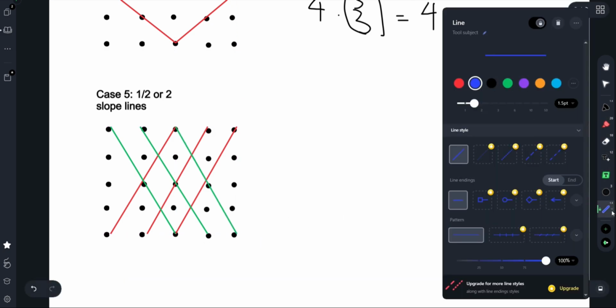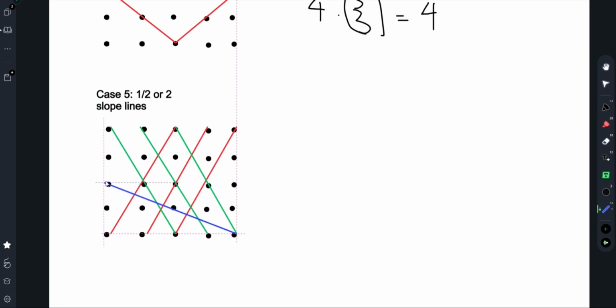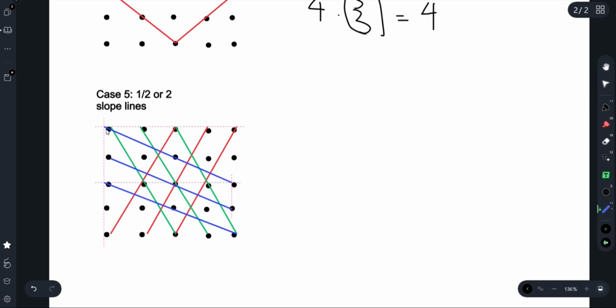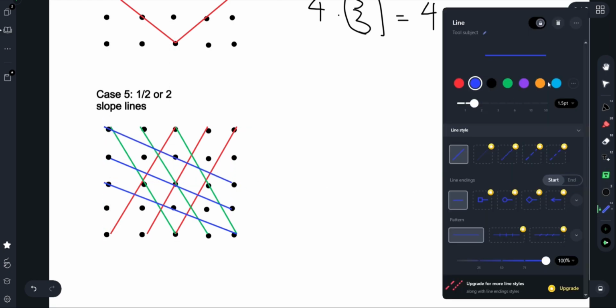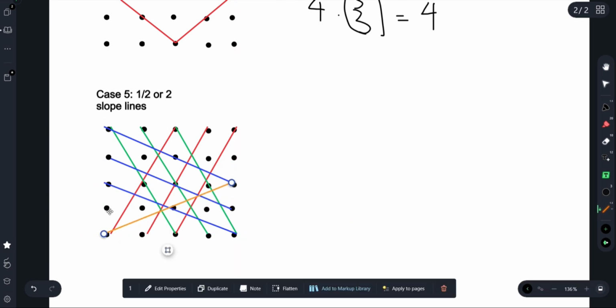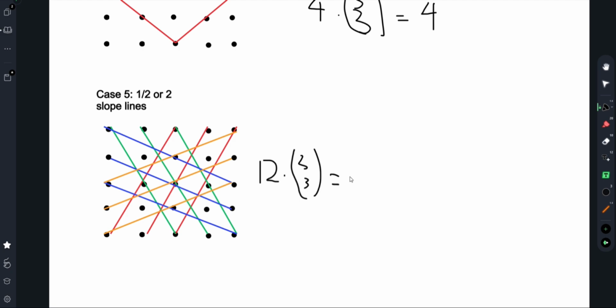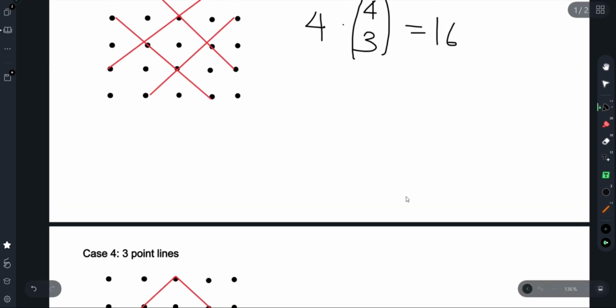And then we can also do 1, 2, 3, and then 1, 2, 3. So this is a total of 12 lines because there's 3 lines of every color. 3 choose 3 because there's only 3 points on each line, so it's another 12. And this is actually all our cases.